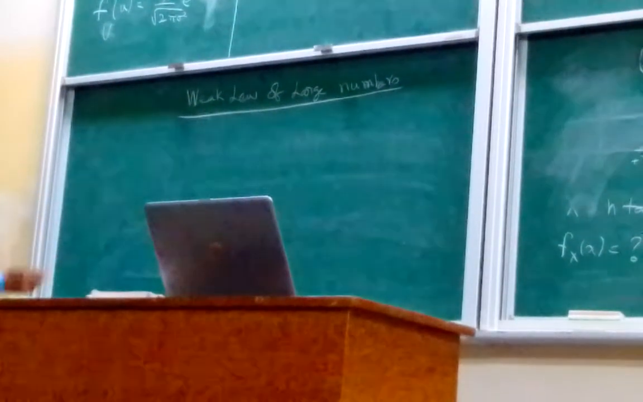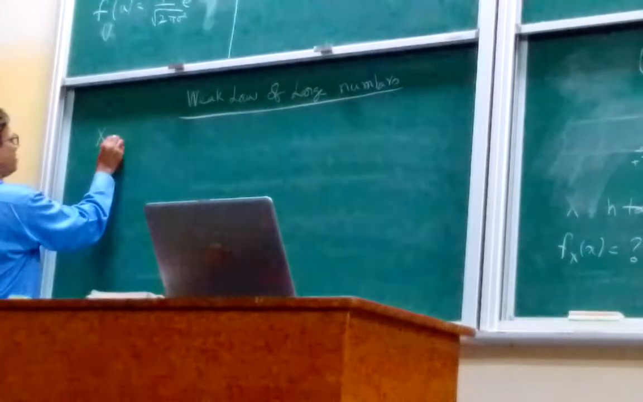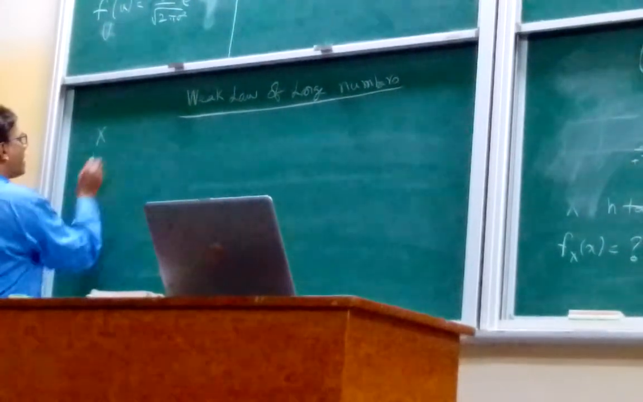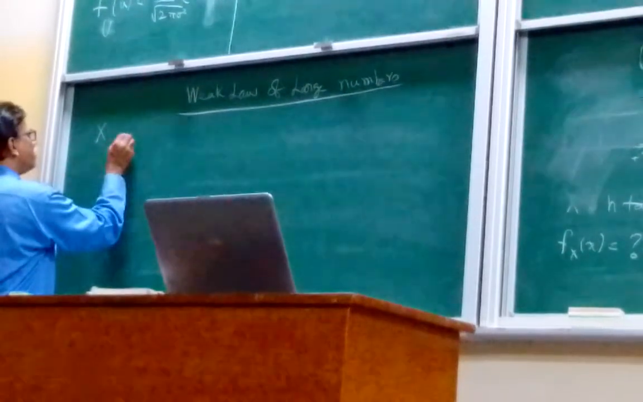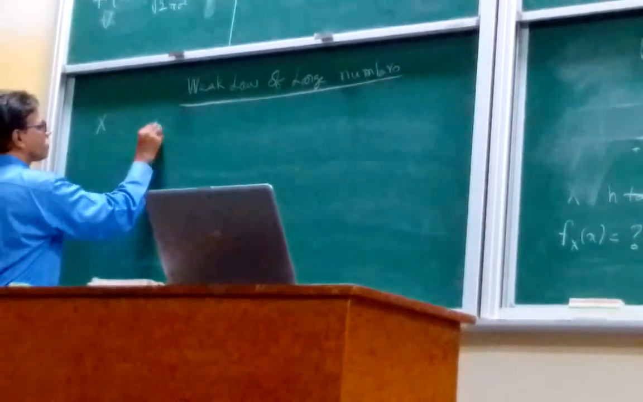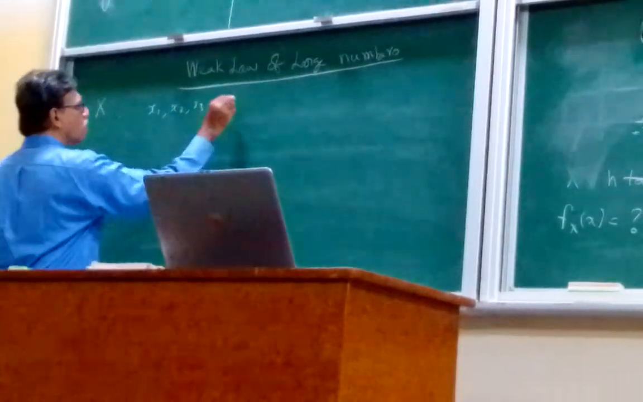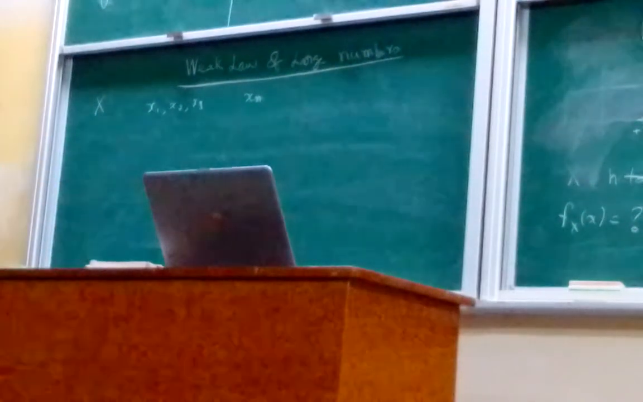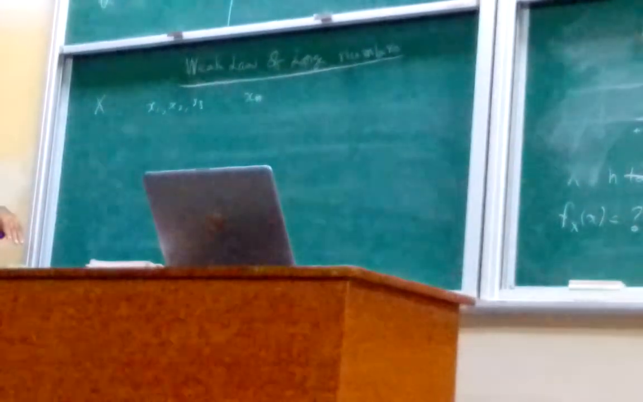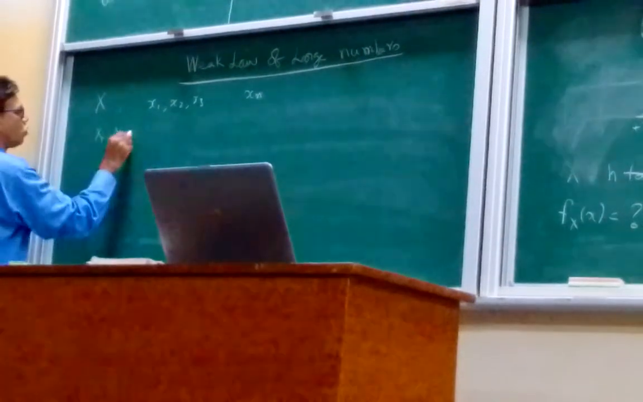So what we are looking at is a random variable x, and then we will look at a number of realizations of this random variable. We will denote these as x1, x2, x3 and so on, a large number of realizations of this random variable. Or the other way is, we have IID random variables x1, x2 to xn.